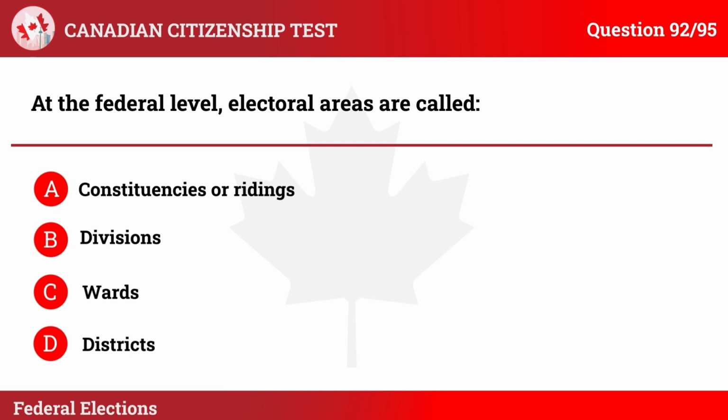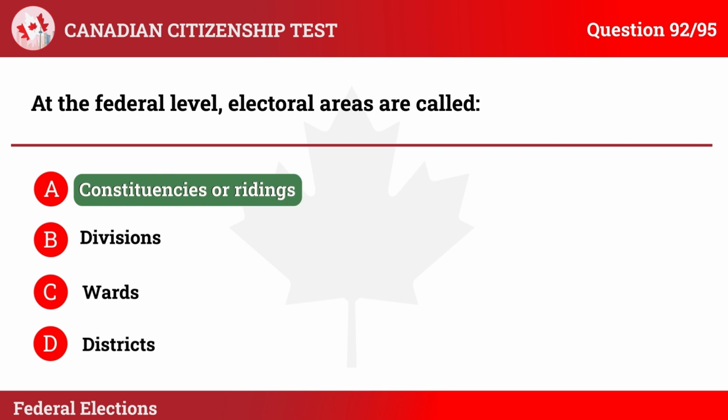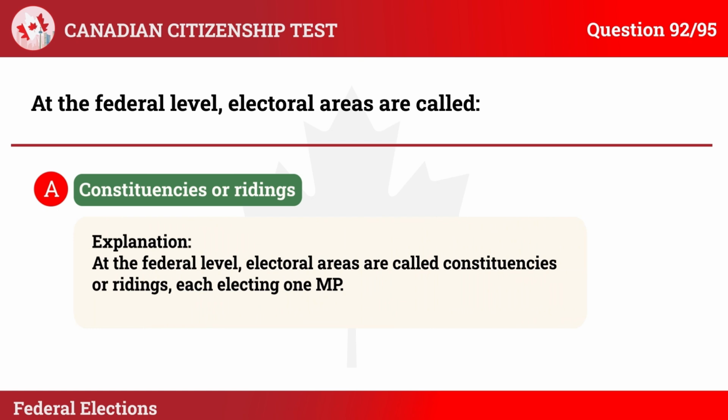The correct answer is A. Constituencies or ridings. Explanation: at the federal level, electoral areas are called constituencies or ridings, each electing one MP.